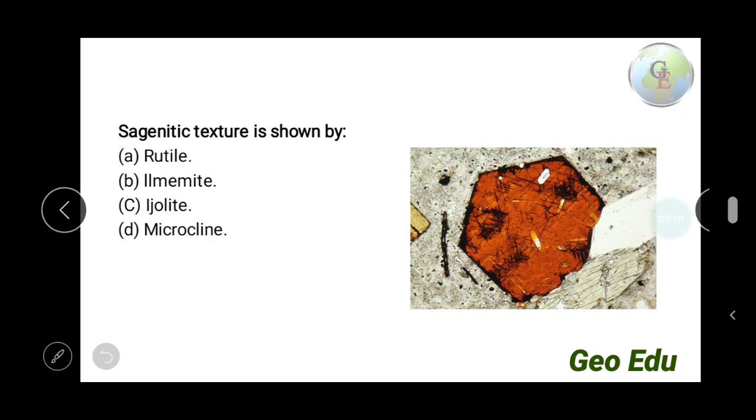Sagenitic texture is shown by option A, rutile, option B, ilmenite, option C, oolite, and option D, microcline. So here the answer will be rutile. As you can see in the picture, this is the sagenitic texture, and as you know, sagenitic texture is a texture of needle-like inclusions intersecting at 60 degrees, and this is rutile inclusions in biotite. So if the option biotite is given, then biotite is also an answer, biotite and rutile. So sagenitic texture is rutile inclusions within biotite.